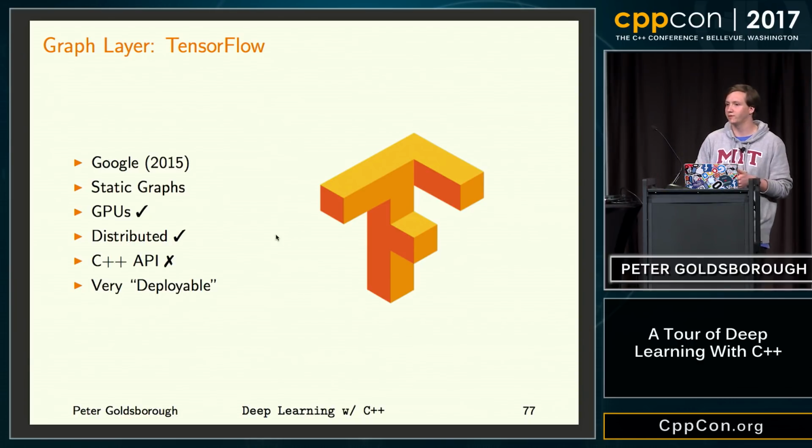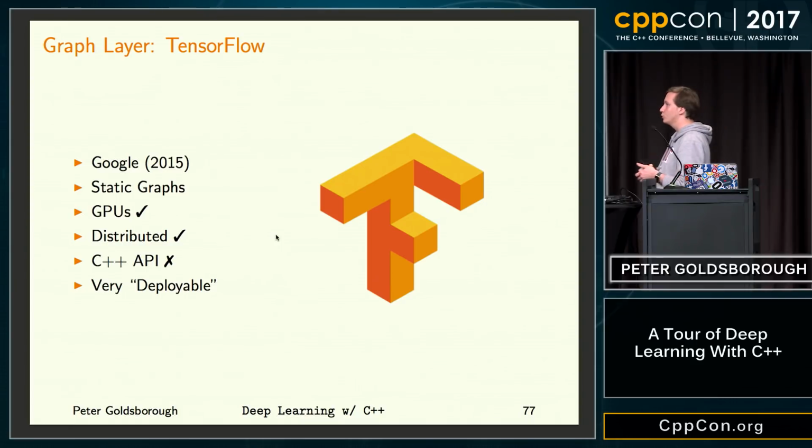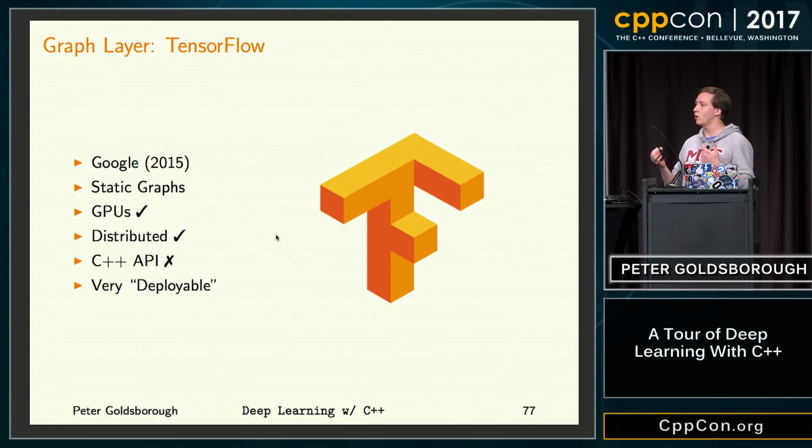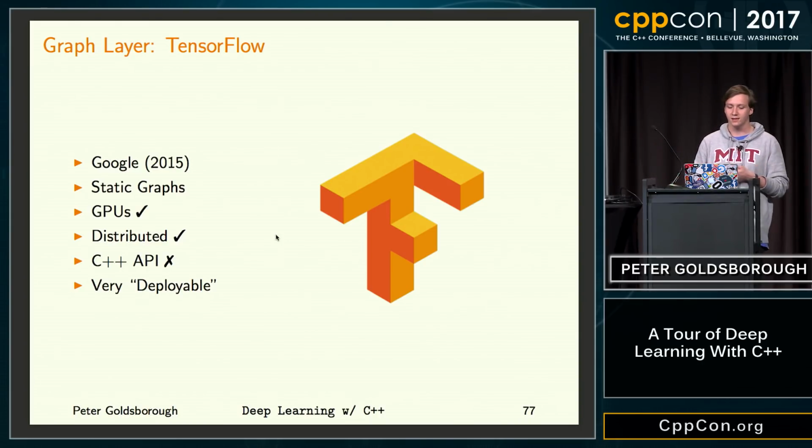It was released by Google in 2015, so quite recently. It uses a static graph model, which you just saw. So you're not actually computing anything yet. You're just defining a graph in a declarative way and passing that on to your machines and then evaluating the graph. And it has support for GPUs. It can distribute your model automatically for you, which is quite nice.